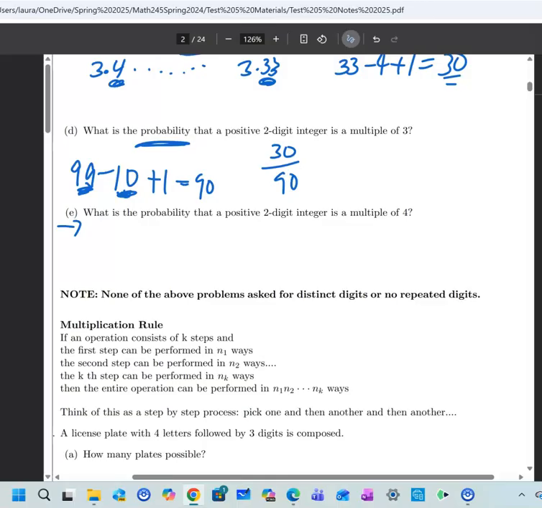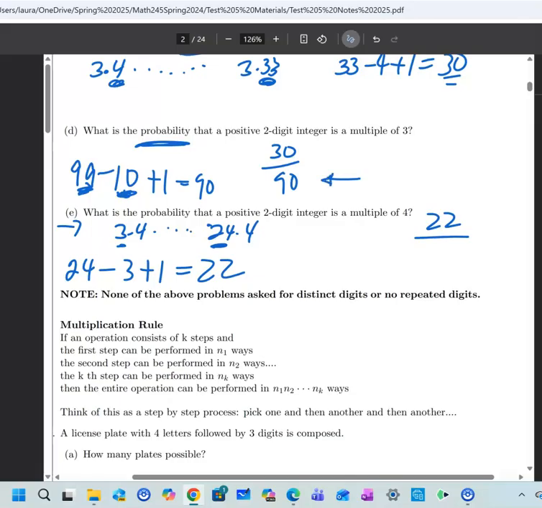Okay, so this one's going right to the punchline. What's the probability? So you have to do both of them, right? I was doing these examples, building it up. Okay, so positive two-digit integers that are a multiple of 4. I start with 3 times 4 and go up to 24 times 4. So the number of numbers would be 24 minus 3 plus 1. So there'd be 22 numbers total that are multiples of 4. So that's going to be our numerator. And then we already figured out how many two-digit integers there are. That's 90.